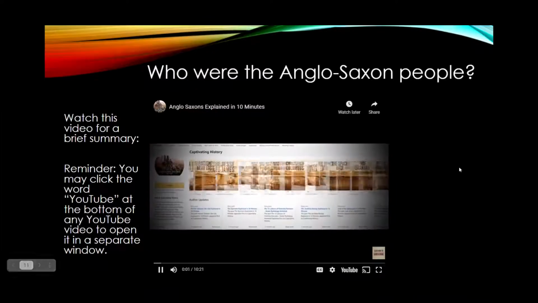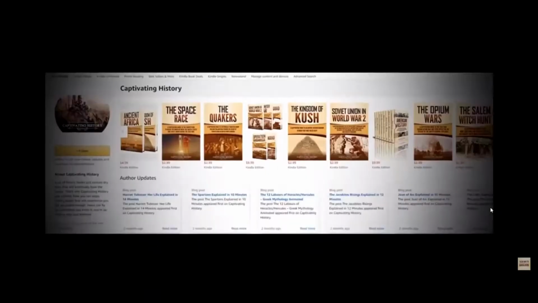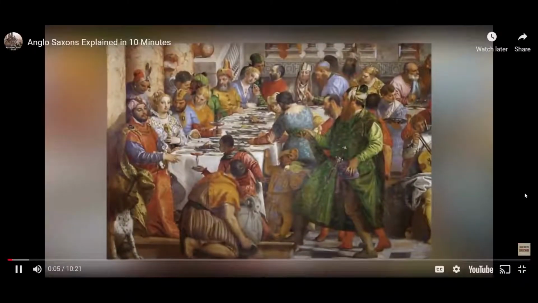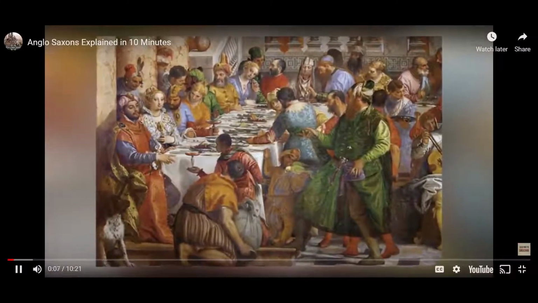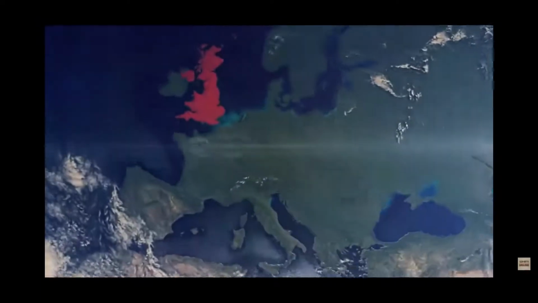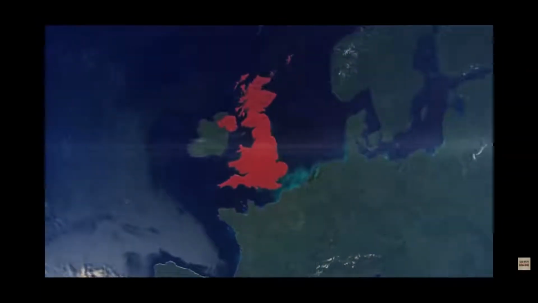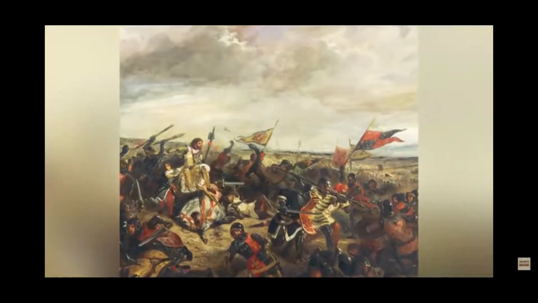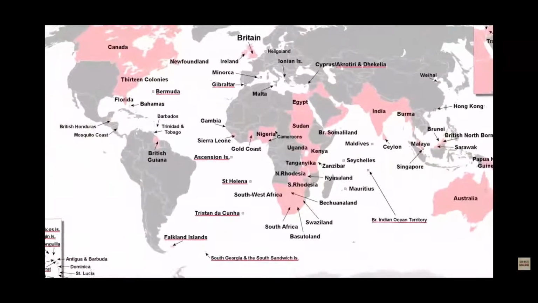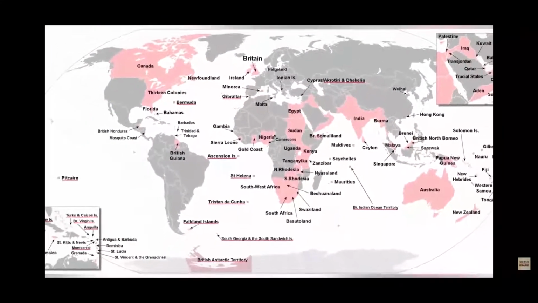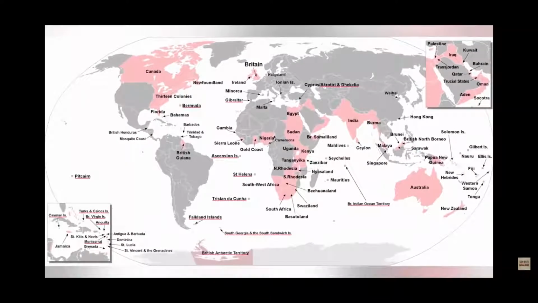This video is brought to you by Captivating History. For people living centuries ago, it would have been impossible to imagine that a small island off the coast of continental Europe would one day be epicenter of world power and prestige. A kingdom that would have control over about 1/4 of the planet's land and its population.